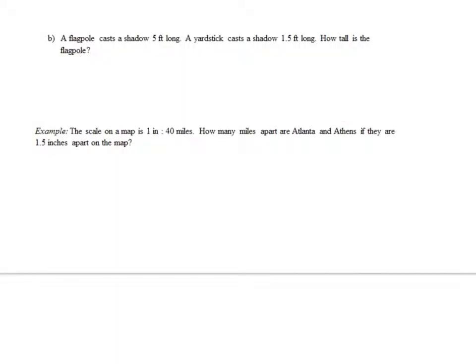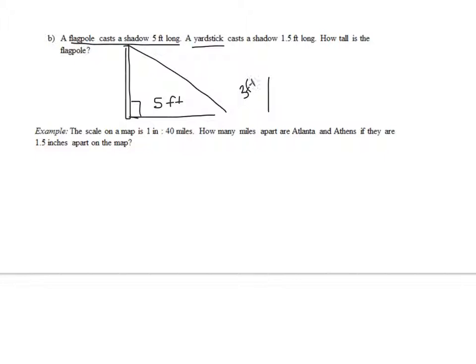Okay, here's another shadow example. So a flagpole casts a shadow 5 feet long. So here's a flagpole, and the shadow always goes on the bottom, 5 feet. So you have this triangle. A yardstick, so a yardstick, how many feet are in a yard? 3 feet are in a yard, so 3 feet. Cast a shadow that's 1.5 feet. So here's another triangle. These two triangles are similar. How tall is the flagpole?